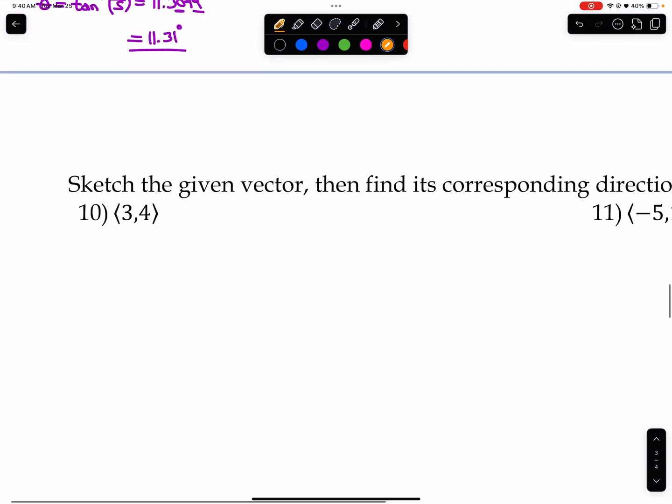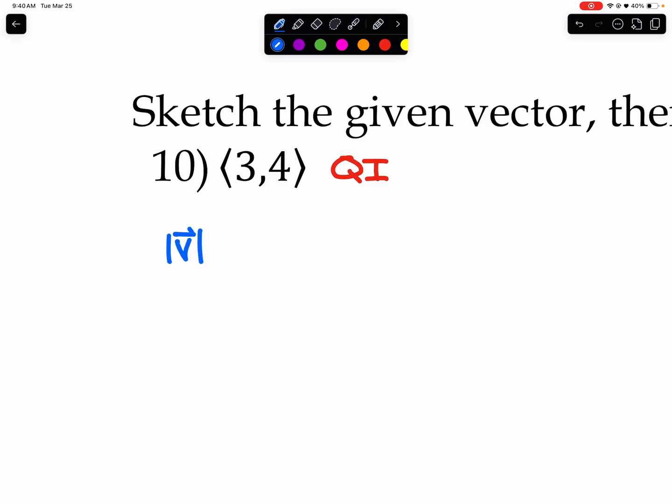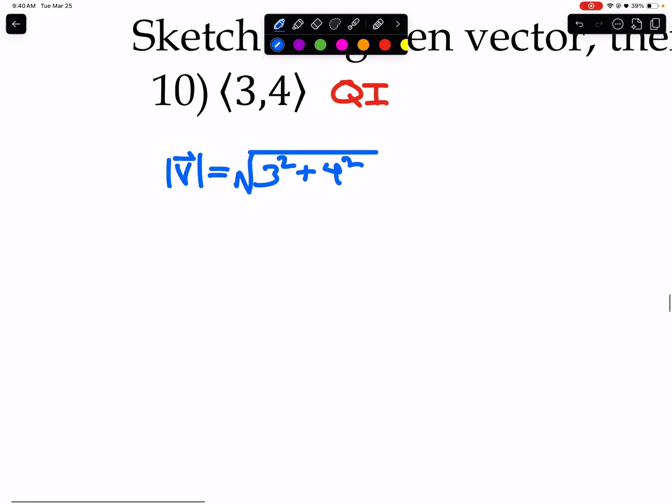So starting off, I am looking at number 10. So we have the vector 3, 4, which if you think about the coordinate grid, it's positive, positive, so that's going to be in quadrant 1. So we're not going to have to do anything special or fancy to this vector. I'm going to start with finding the magnitude. The magnitude is just going to be Pythagorean theorem. So I'm going to do square root of 3 squared plus 4 squared. If you know your Pythagorean triples, this would just be 5.